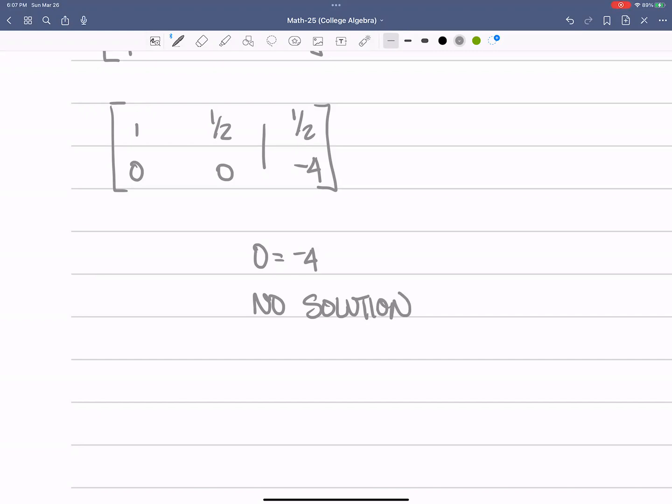There's a couple of different things that we could call this, but in our case, we're just going to say no solution. So there is no solution to this system of equations.